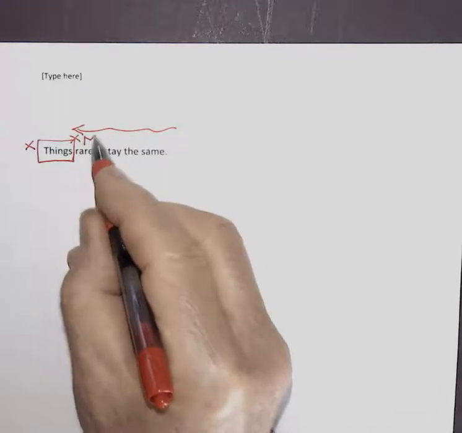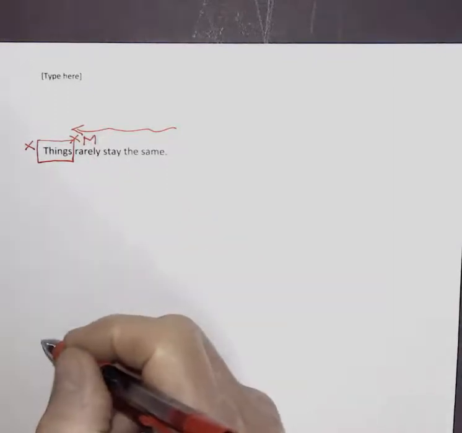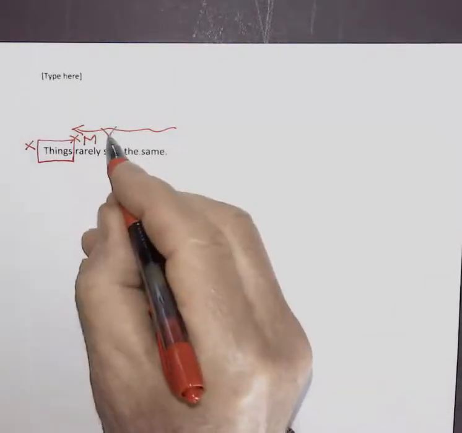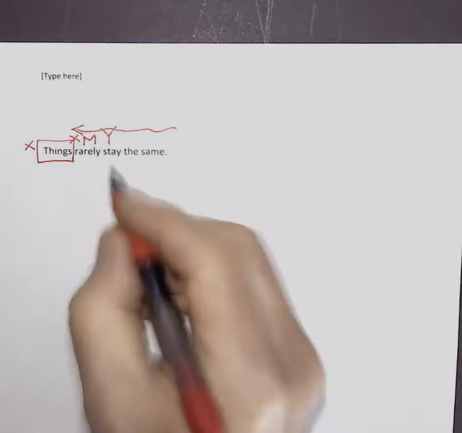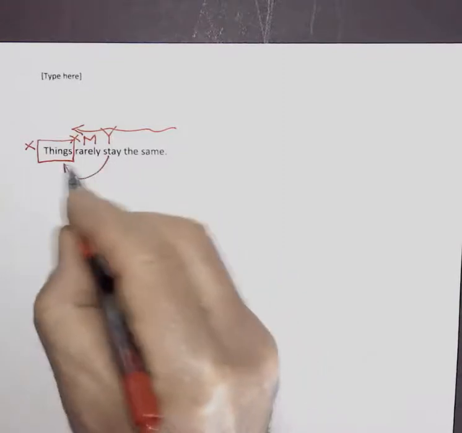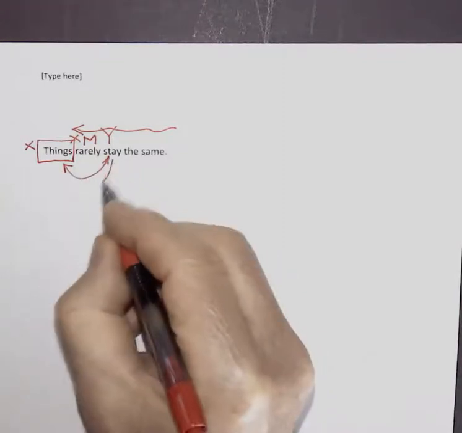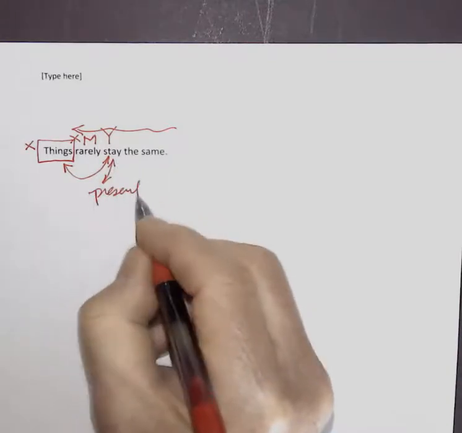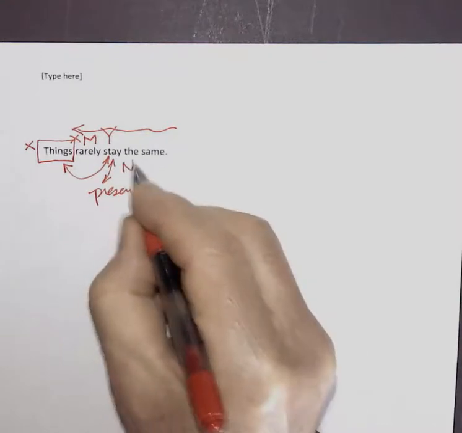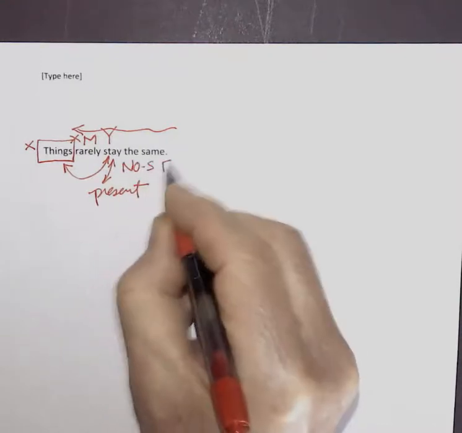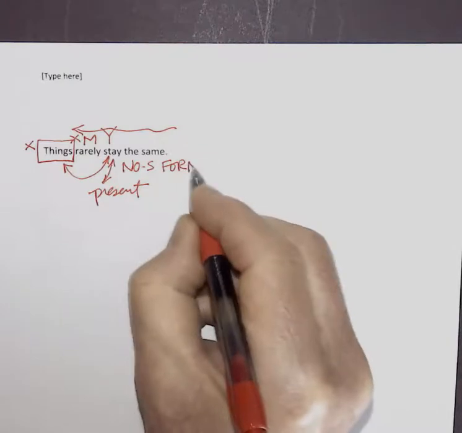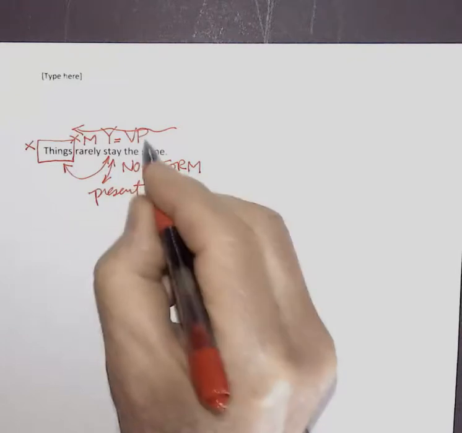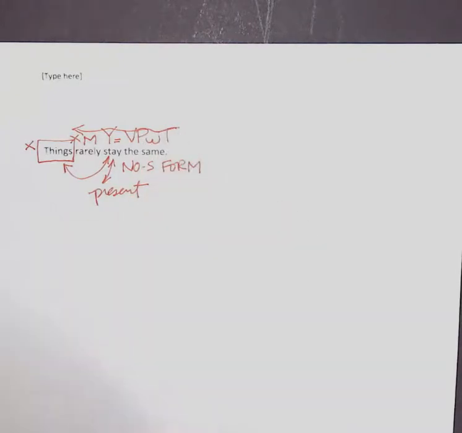Rarely is an M word. It's kind of in the same group as always, sometimes, often. And then stay the same is Y. Stay ties with things. Stay ties with the present. It's the no S form. That makes Y a verb phrase with time.